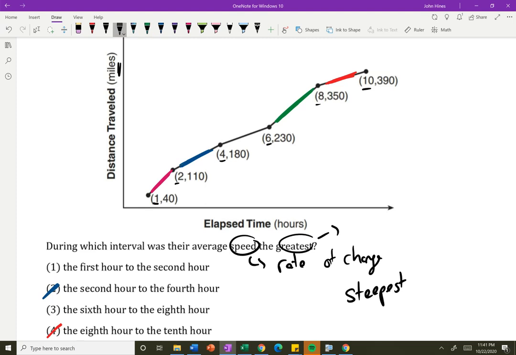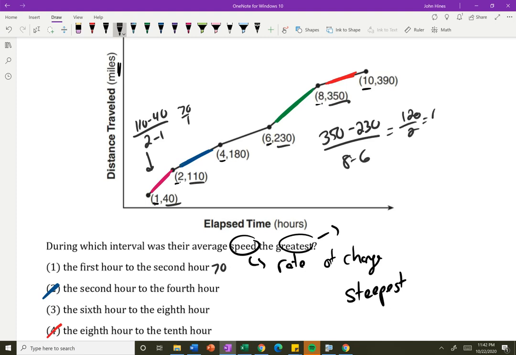So let's do the average rate of change for this first one: y minus y over x minus x. So I get 70 over 1. So the first hour is 70 miles per hour. And then the second one, 6 to 8, change in y: subtract my y's over subtract my x's. So 120 over 2 is 60. They look really close, but this first line segment is the steepest. That's the greatest speed, the greatest rate of change.